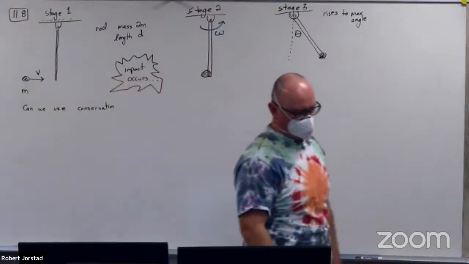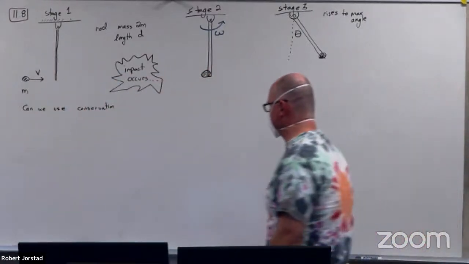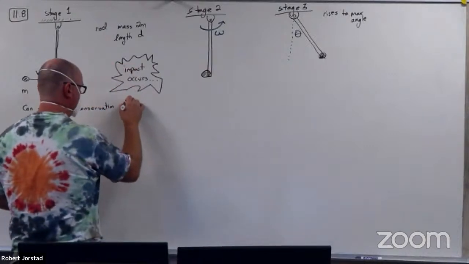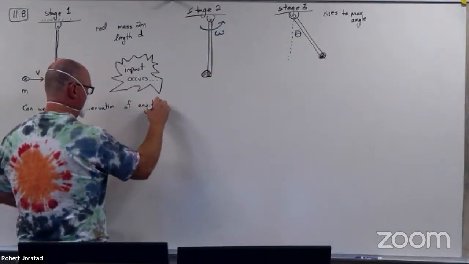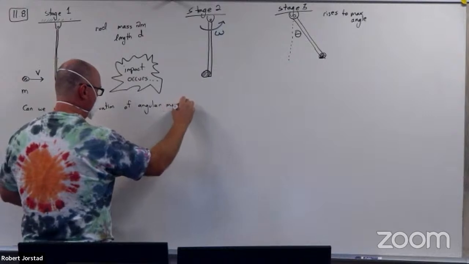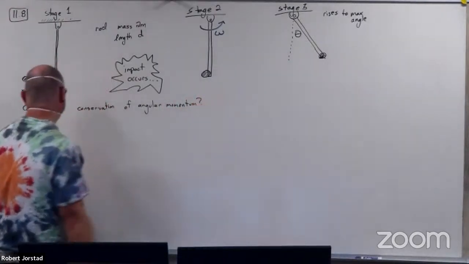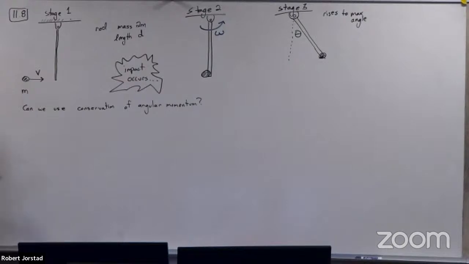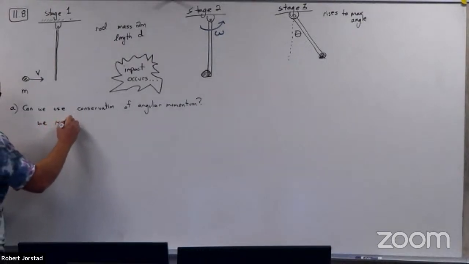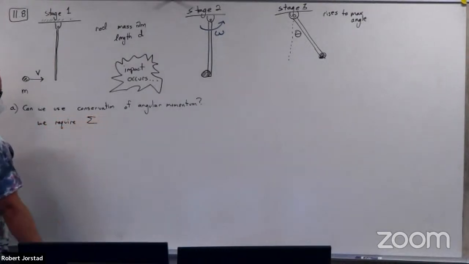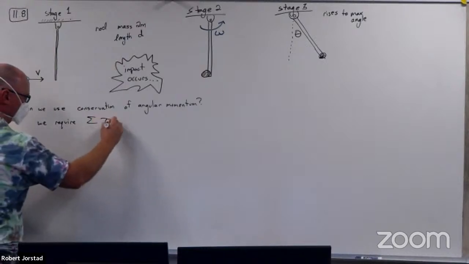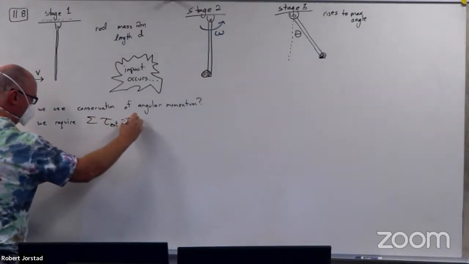Part A is talking about conservation of angular momentum. So the question is basically asking, can we use conservation of angular momentum in part A? In particular, what has to be true if we can use it? We require the sum of something to equal 0. External torques should be approximately 0, right?